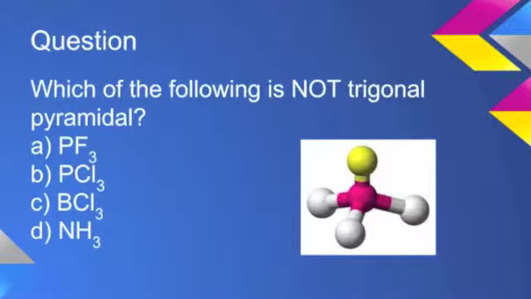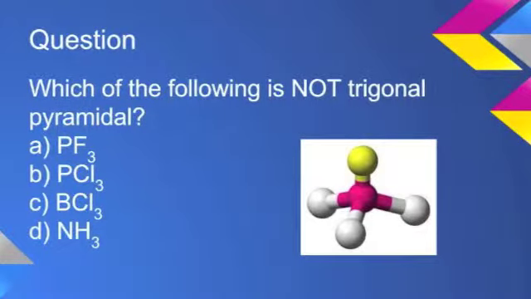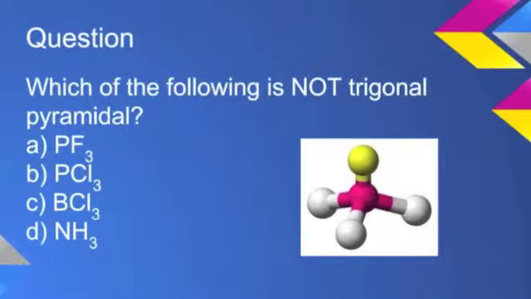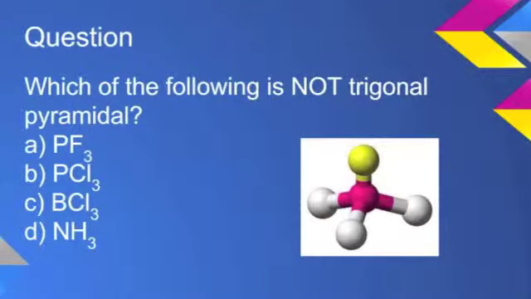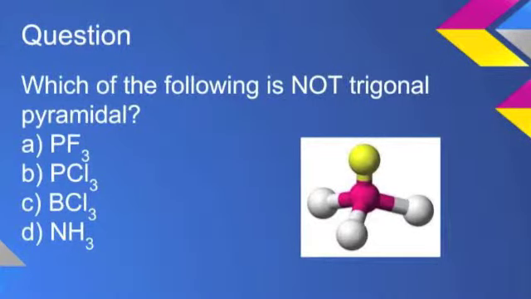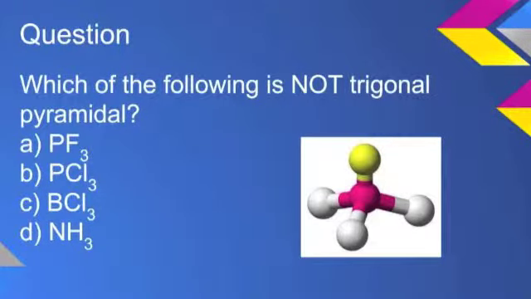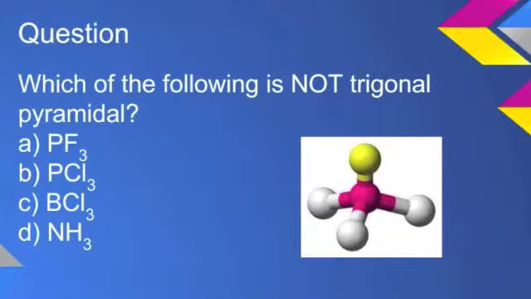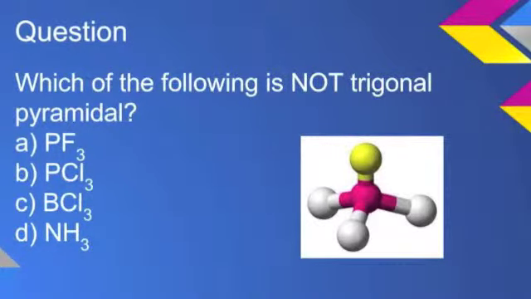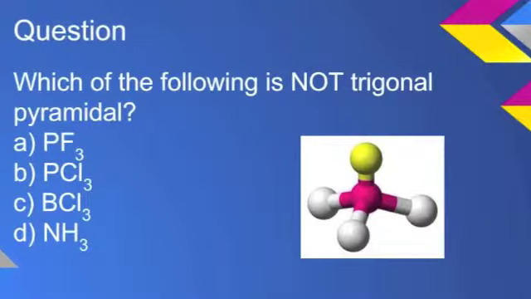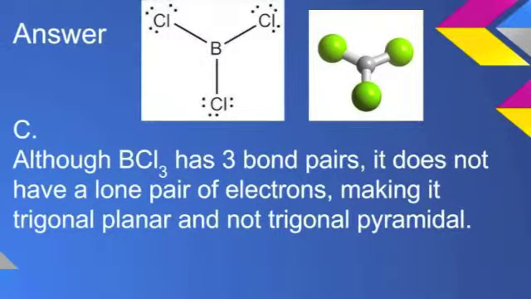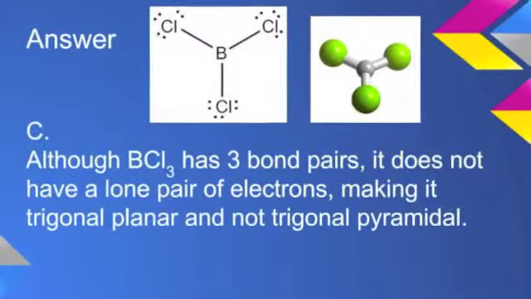Which of the following is not trigonal pyramidal? C. Although boron trichloride has 3 bond pairs, it does not have a lone pair, making it trigonal planar and not trigonal pyramidal.